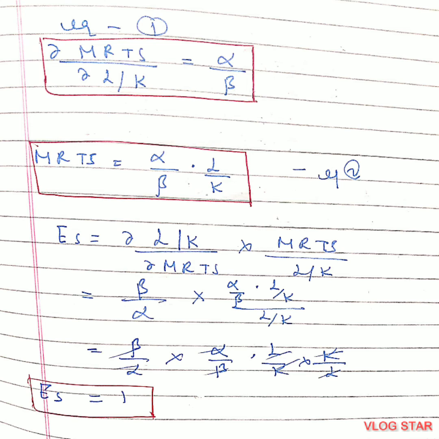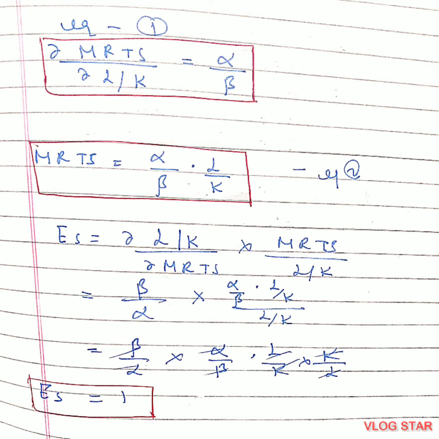Now the formula for elasticity of substitution is equal to derivative of L upon K divided by derivative of MRTS multiplied by MRTS upon L upon K. Now putting the values of equation 1, it is the same thing written upside down. So we can write beta upon alpha multiplied by, putting the values of equation 2, alpha upon beta multiplied by L upon K divided by L upon K. Now solving further, we get beta upon alpha multiplied by alpha upon beta multiplied by L upon K.